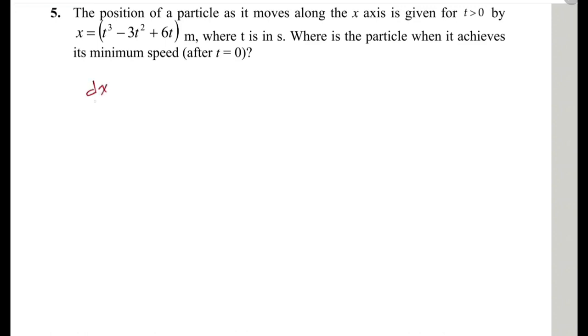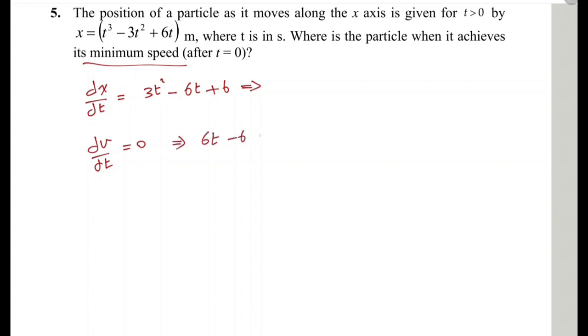dx by dt equal to 3t squared minus 6t plus 6. Or in other words, dv by dt equals 0, because it asks for minimum speed. Or in other words, 6t minus 6 equals 0, or t in this case equal to 1 second.